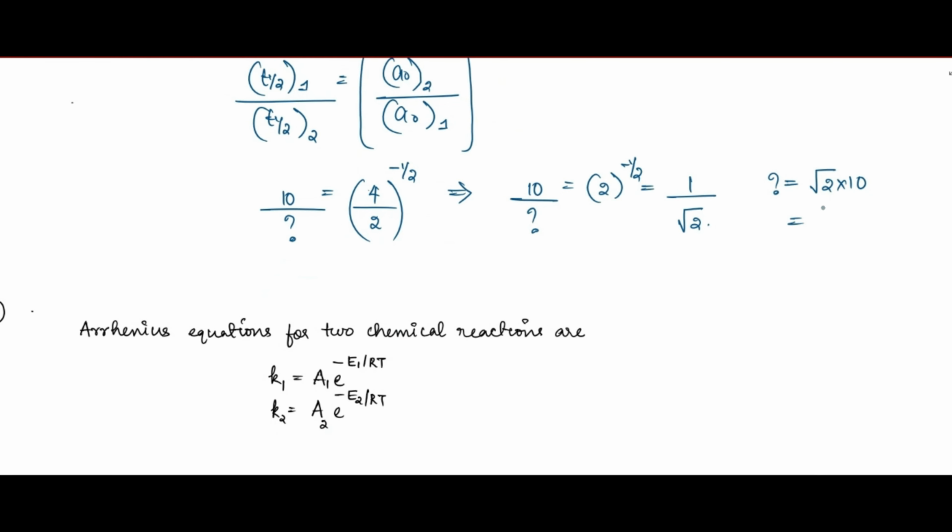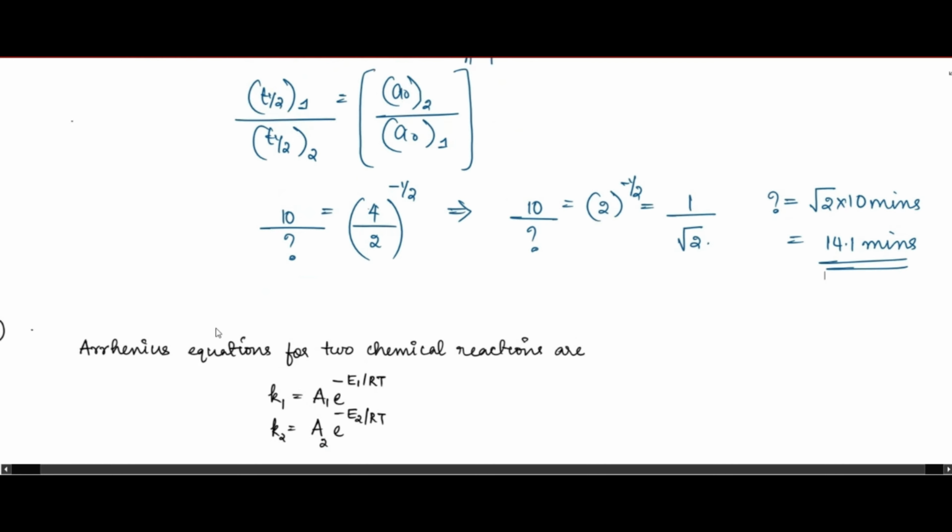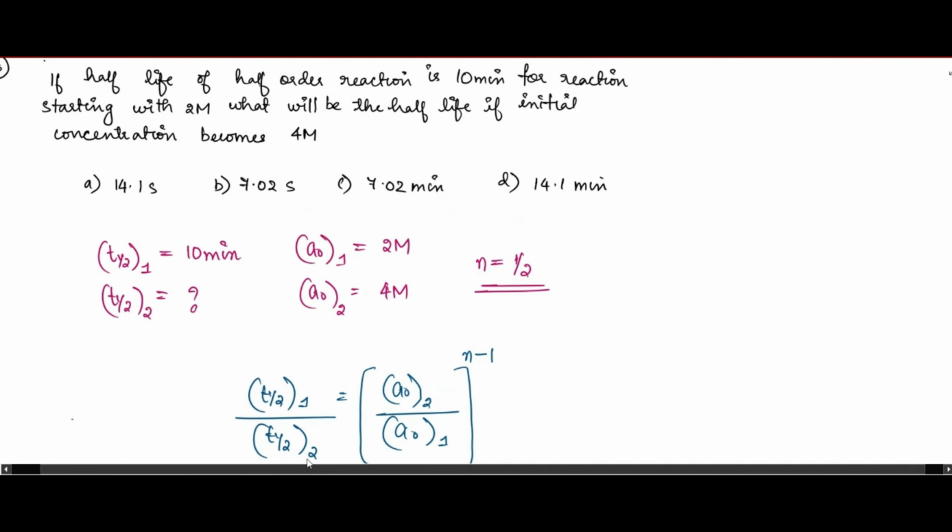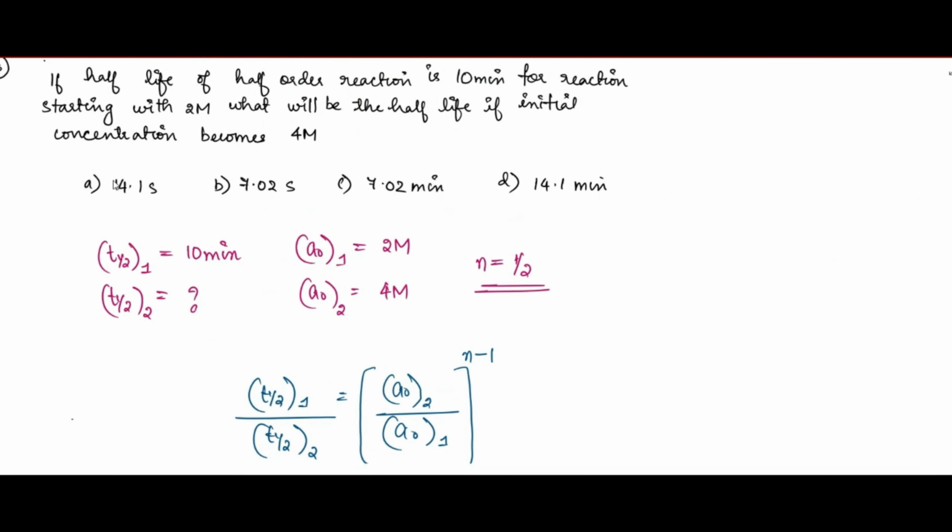√2 is 1.414 into 10 minutes. So it becomes 14.1 minutes. Look at the options. The first option has 14.1, but be careful with the units. Don't just look at the single value. Here it is 14.1 seconds. It's not option A. It's option D. Don't go and mark option A. So it's option D.